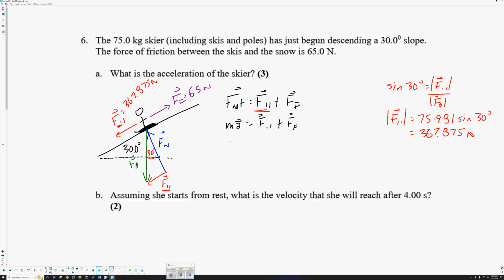The mass here is 75 kilograms times the acceleration, which is what we're trying to find here. The F parallel is negative 367. We're going to make that negative because it's acting down the hill. Now, some of you like to make the bigger force positive and the smaller force negative. That's okay. If you made F parallel positive 367, that's fine, as long as you make FF, the force of friction, negative 65 newtons. We add those numbers up on the right-hand side, divide by 75 kilograms, we're going to get negative 4.04 meters per second squared.